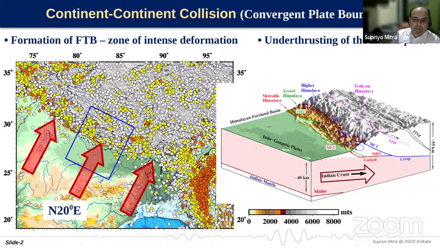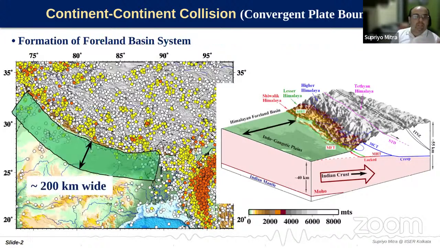And if you look at the cartoon on the right, you can see the Indian plate actually going down underneath the Himalayas and southern Tibet. And this leads to the flexure of the Indian plate. And therefore, what it forms is what is known as a foreland basin.